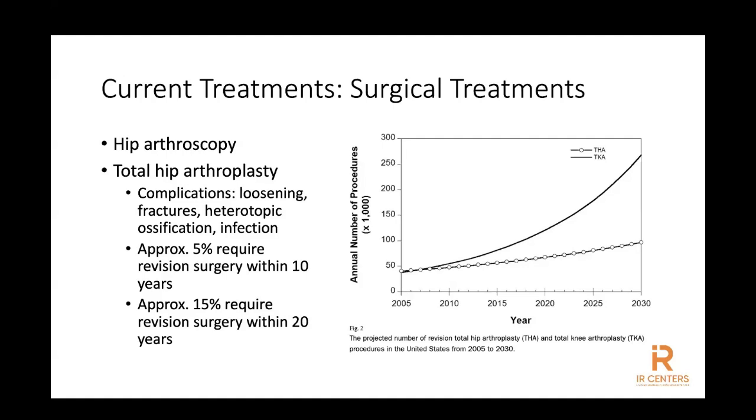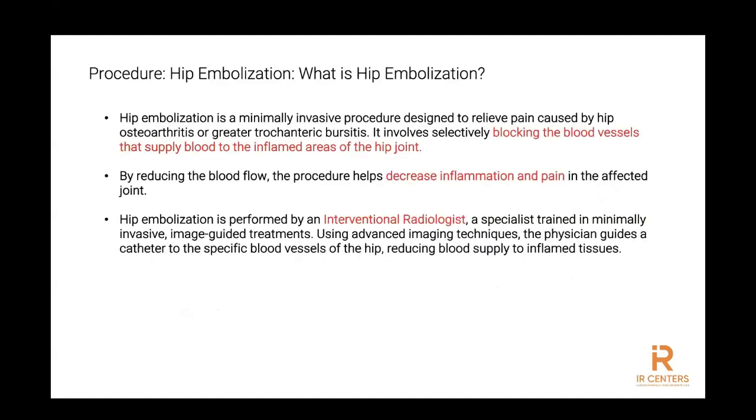And an important thing to know is that during hip replacement surgery, although it can be effective for pain and disability, approximately 5% may require revision surgery just within a 10-year period, and 15% may require revision surgery within a 20-year period. So, what is hip embolization, and where really does our specialty of interventional radiology, which performs these procedures through minimally invasive techniques, where does this procedure actually fit in with hip pain, and why does it work?